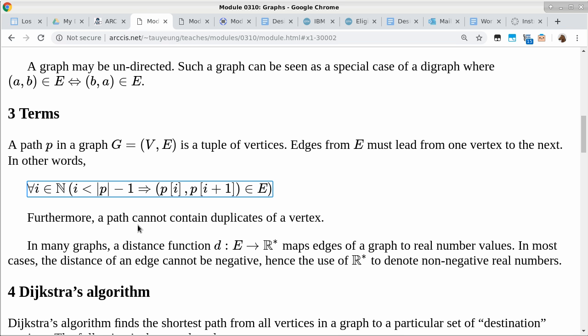P[i], which is element i in the tuple P, and then a comma, P[i+1], which is element i plus 1 in the tuple P, and these two are in parentheses, so this is representing an edge. That edge has to be in E. Okay, so this is kind of abstract. It's easy to look at examples.